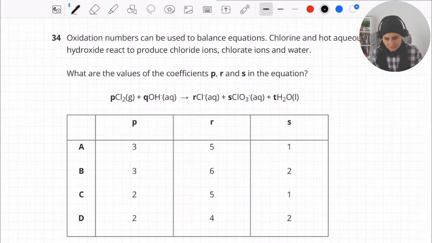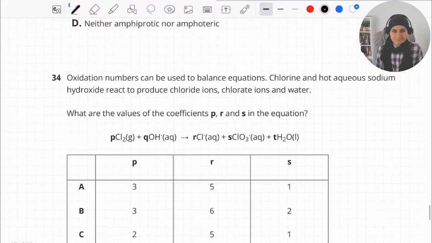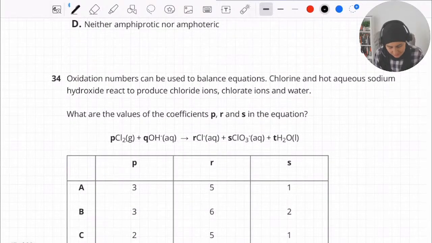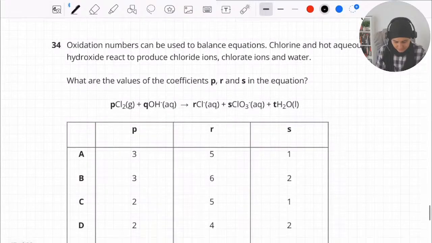So, oxidation numbers can be used to balance equations. Chlorine and hot aqueous sodium hydroxide react to produce chloride ions. Okay, whatever. What are the values of the coefficients?